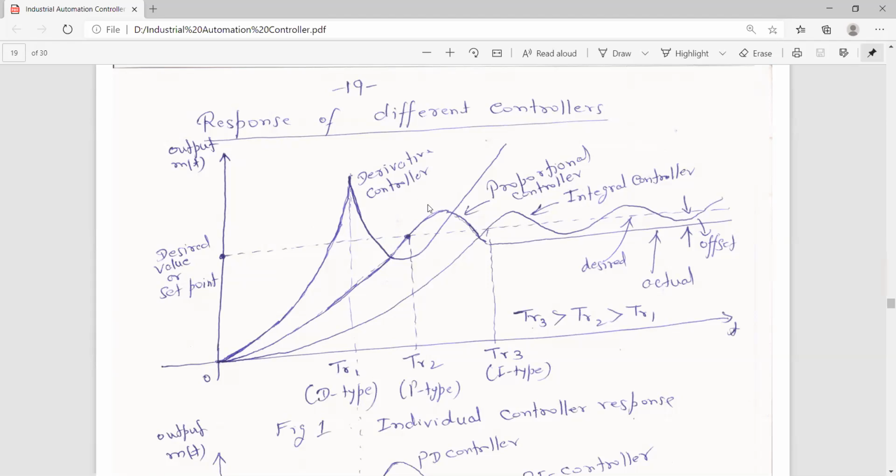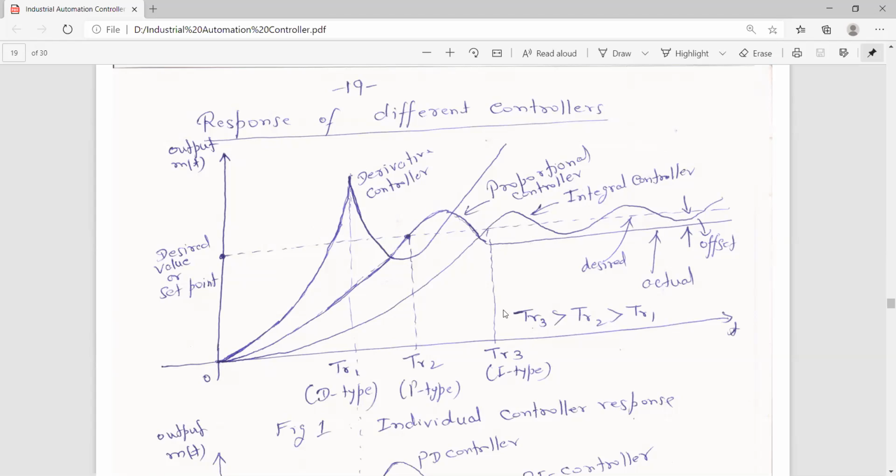But the proportional controller's major drawback: this is the actual output of the proportional controller. This is the desired and this is the actual. So always this difference, desired minus actual, is the offset. Always offset will be there. So that is the major drawback, and this is not so fast as compared to the derivative one. And if you consider the integral one, it takes longer time to reach the final value.